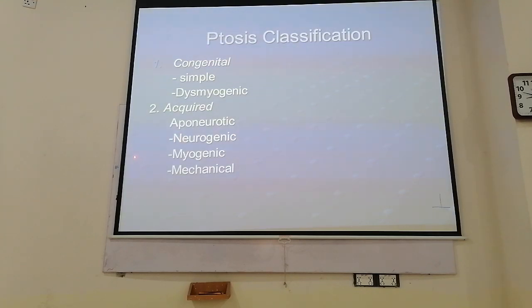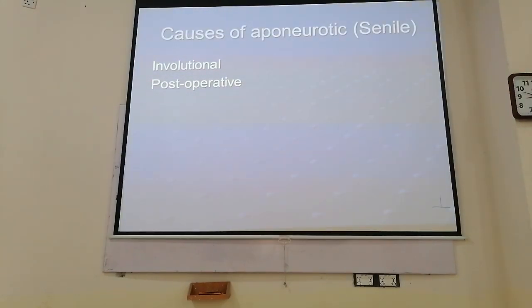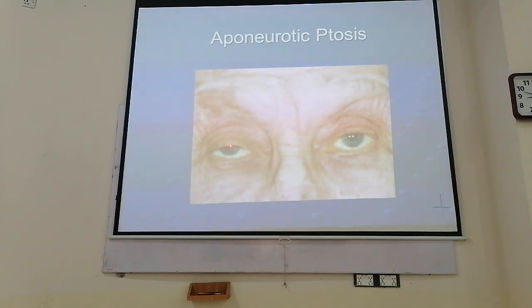One is aponeurotic, one is neurogenic, one is myogenic, and the last one is mechanical. We'll see the details. Aponeurotic ptosis. You can see in the right eye, the upper eyelid is drooped, and as compared to the left eye, the upper eyelid crease. This is the upper eyelid crease. Can you people appreciate it? Yes. And you cannot appreciate it here because it is absent.